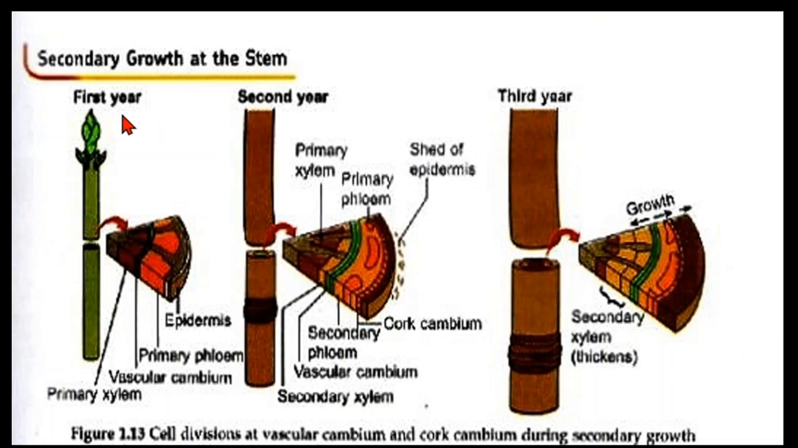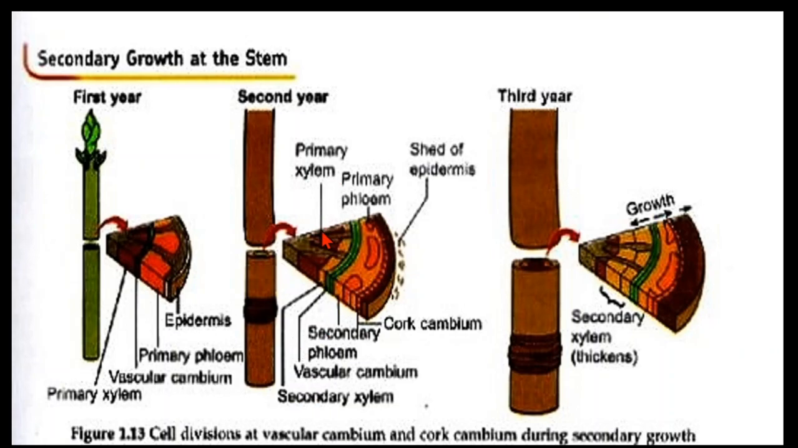Secondary growth at the stem, first year, second year, and third year. Alright. First year. Okay. This is the primary xylem. You can refer to your textbook. This is the vascular cambium. You know, the cambium is between the phloem and the xylem. The vascular cambium, and this is the epidermis, the outermost layer. Okay, this is the first year. If we bring out the stem like this, zoom out, zoom in. Okay, second year, what happened?